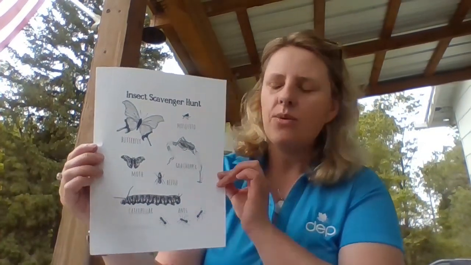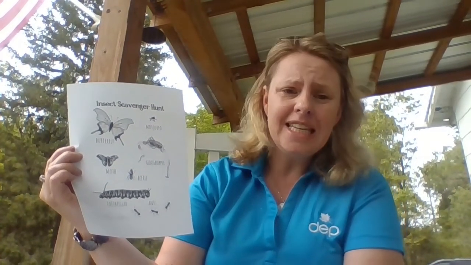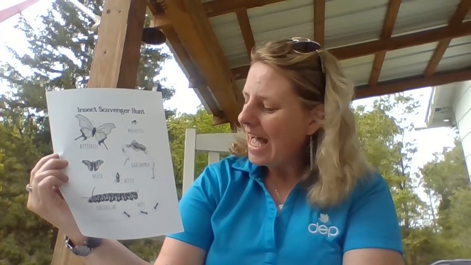So I've given you some ideas of some things to look for, some basic ones: a butterfly, a mosquito, hopefully not biting you, a moth, grasshopper, a beetle, a caterpillar, and maybe some ants. Maybe you can find the home of an insect, or again, a life cycle part of an insect's life stages, which were some of those listed there.